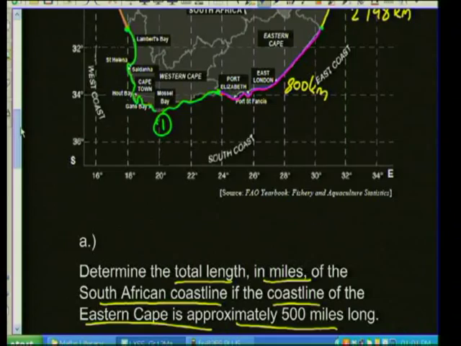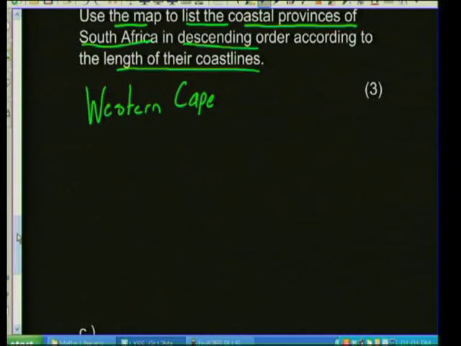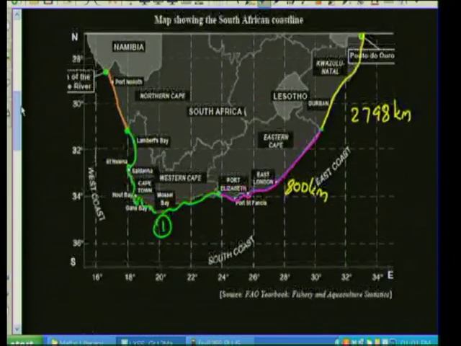So which one's the next one we need to write in? We need to write in the Eastern Cape. So that was the Eastern Cape. Then we've got KwaZulu-Natal. Let's put it as KZN. And finally, we've got the Northern Cape.